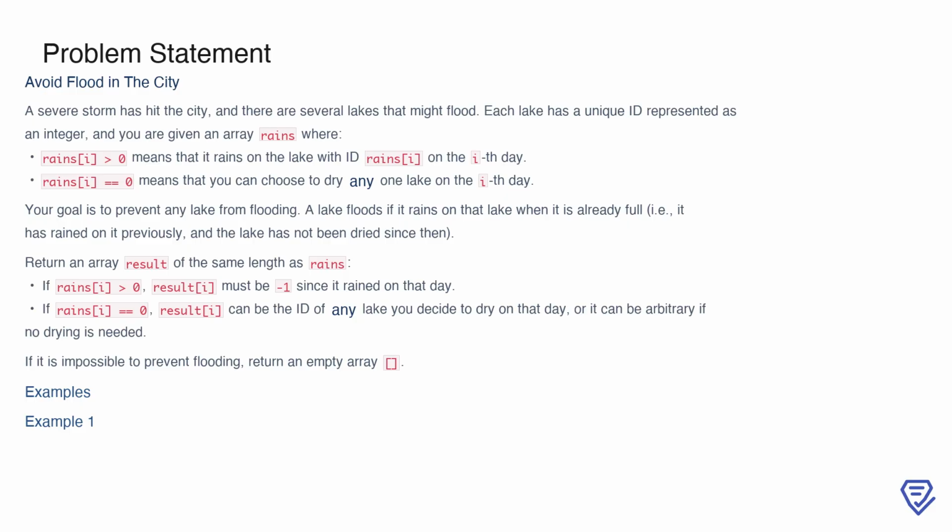A lake floods if it rains on it again while it is already full, that is, it has rained on that lake previously, and it hasn't been dried since. Your task is to return an array called result of the same length as rains. When it rains on a given day, the corresponding element in result must be -1. If it's a day where drying is possible, the value in result can be the ID of the lake you chose to dry, or it can be arbitrary if no drying is needed. However, if it's impossible to prevent a flood, you should return an empty array.